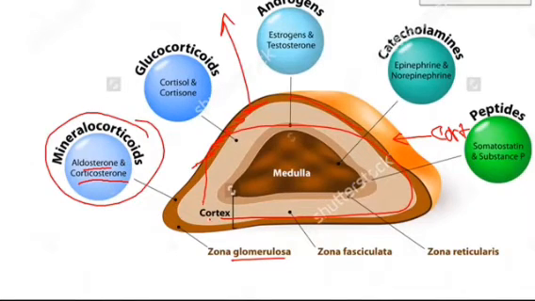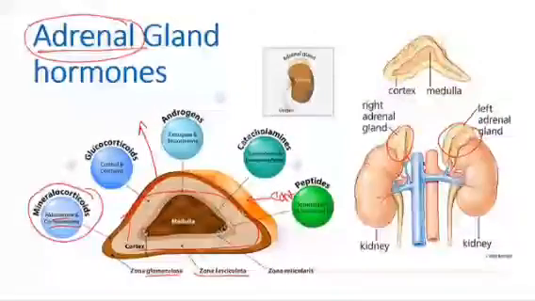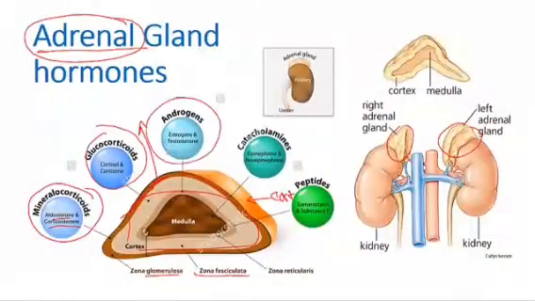The second one, zona fasciculata, starts secreting glucocorticoids and androgens together. These glucocorticoids control cortisol and cortisone, and the androgens stimulate androgens.